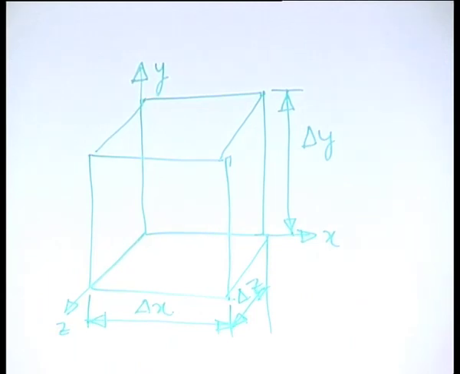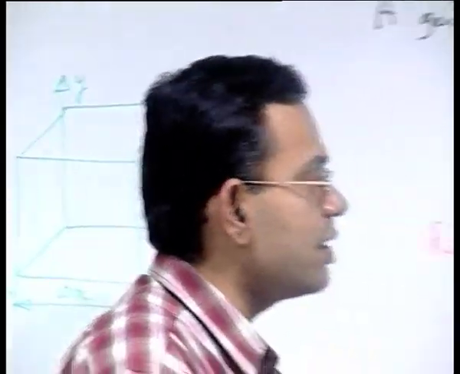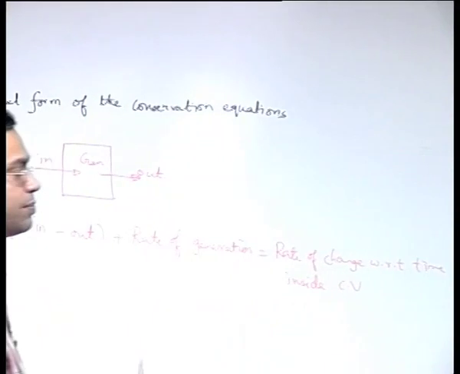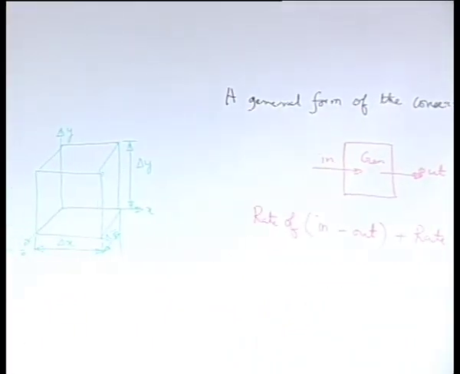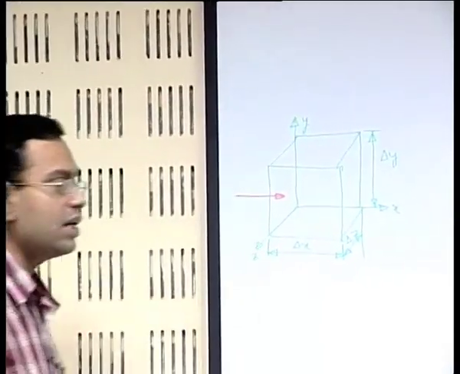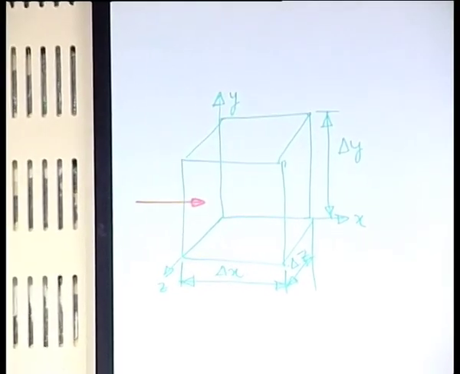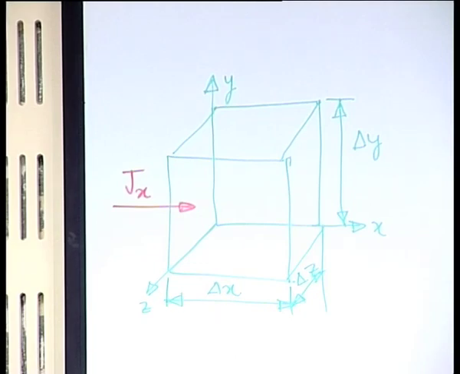So, let us say that you have a small rectangular control volume with the dimensions delta x, delta y and delta z, and let us write the quantities rate of in minus out, rate of generation and rate of change with respect to time inside the control volume by referring to this. To do that, we first introduce a flux that enters and leaves the control volume. So, let us say that Jx is the flux that enters the control volume through the left face.